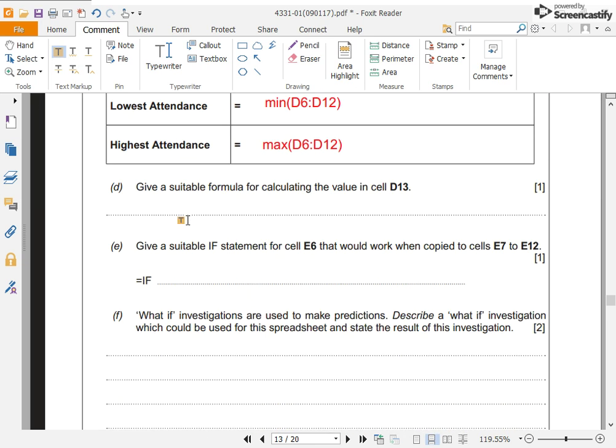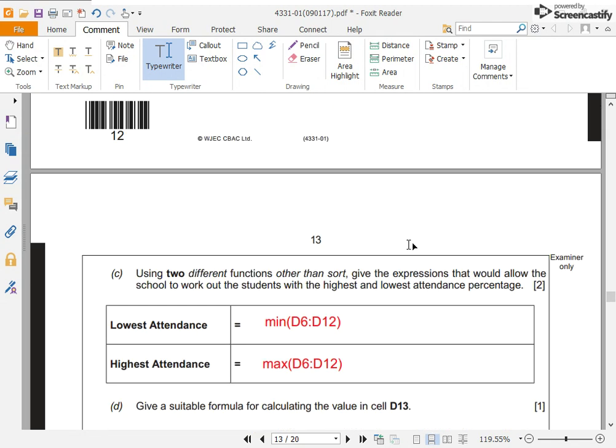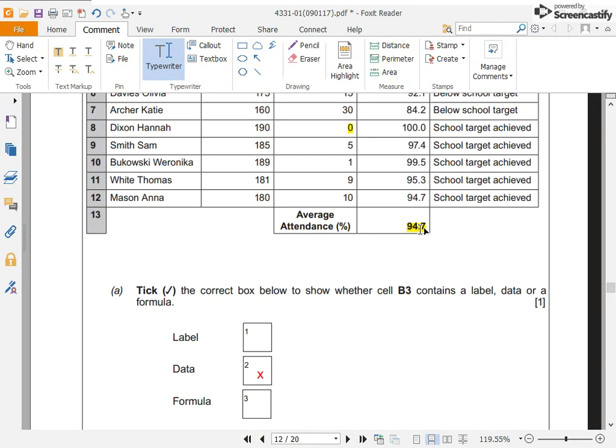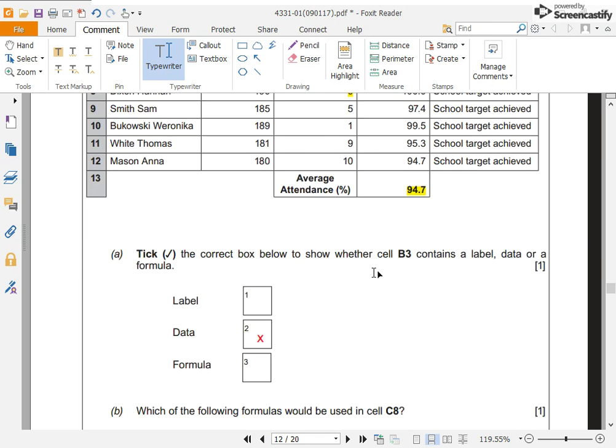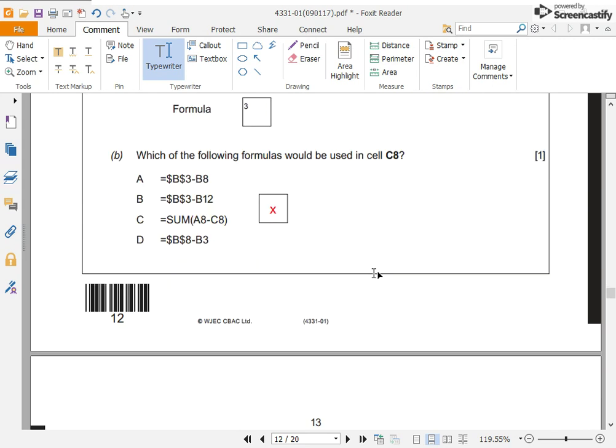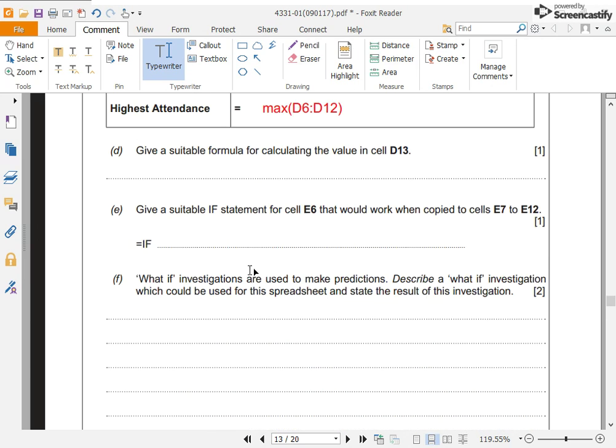Hello there, me again. Okay, so give a suitable formula for calculating the value in D13. So we wanted to work out the average, which is 94.7. You notice that I highlighted it. So we want to work out the average from D6 to D12. Okay, so we could do it like this.